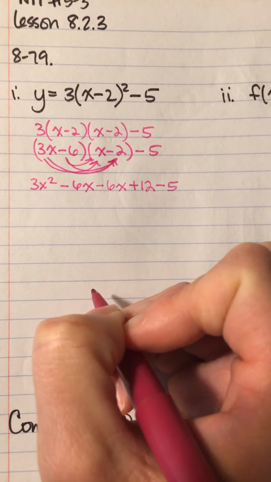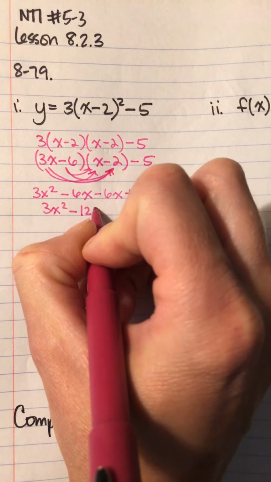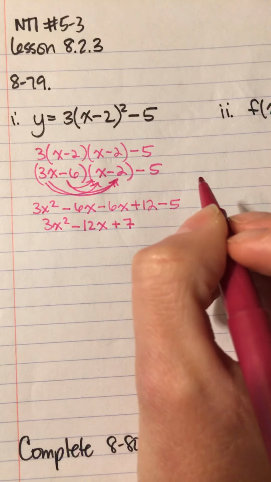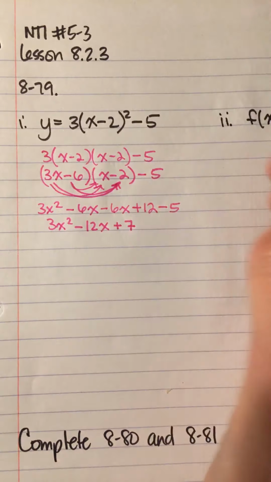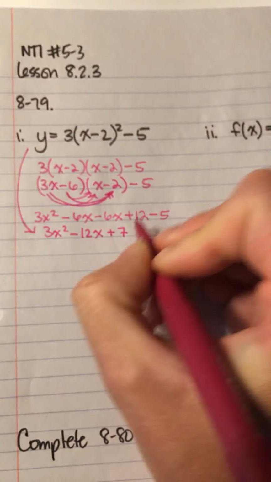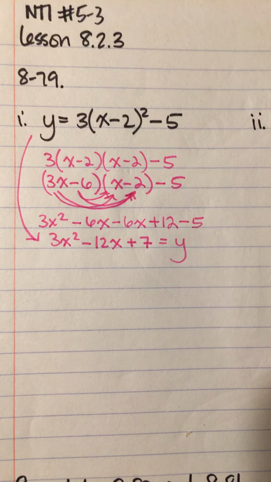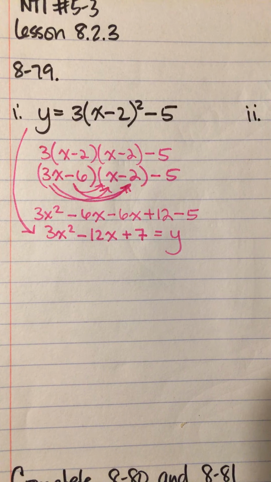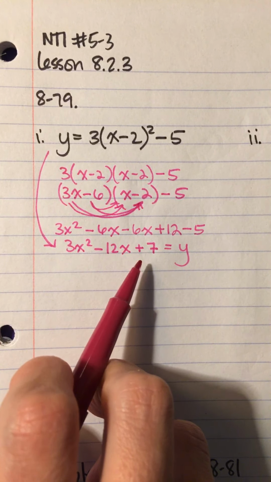From here, I'm combining like terms. So I get 3x squared minus 12x plus 7. So this graphing or vertex form in standard form looks like this down here. And I can put equals y on the end if I want. So to change it to standard form, again, you're just basically simplifying. So from this form, I can tell that my y-intercept is going to be at 7.